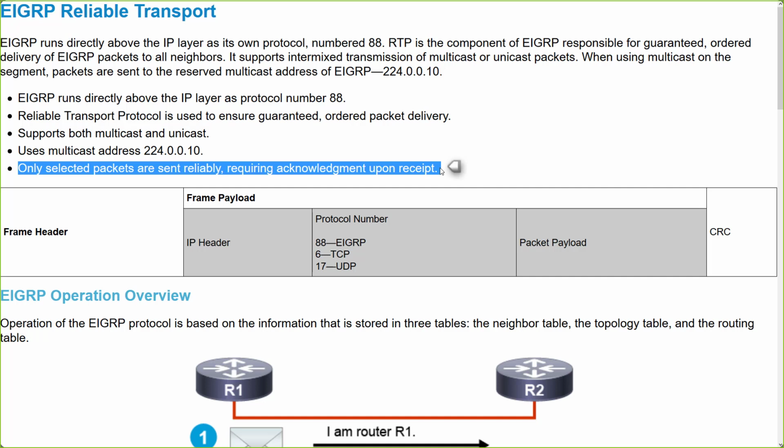Some of these packets are sent reliably, which means they're sequenced and they're acknowledged. A query, an update, a reply, those 3 packet types are always sent with sequence numbers and they're always acknowledged. A hello packet is not acknowledged and it's not sequenced, and an acknowledgement is not acknowledged and it's not sequenced. That kind of makes sense. If you acknowledge acknowledgements, you'd never stop, right? So that's what they mean by selected packets being sent reliably, specifically updates, queries, and replies.